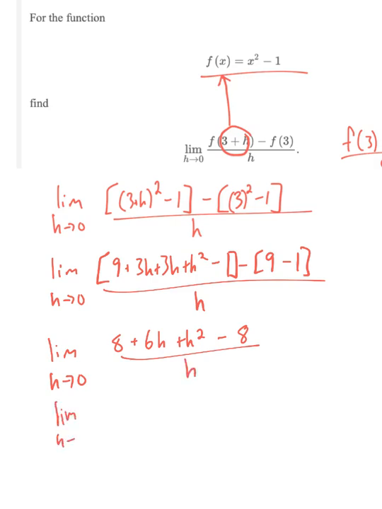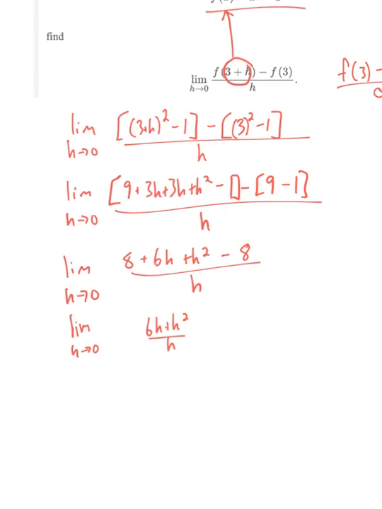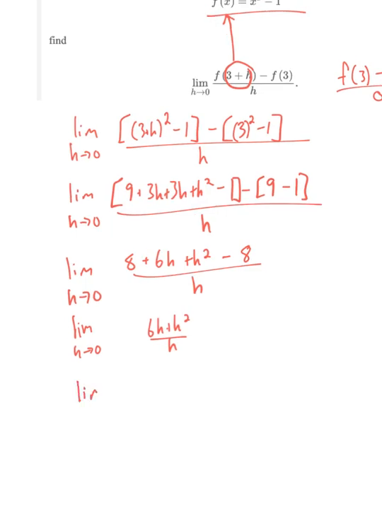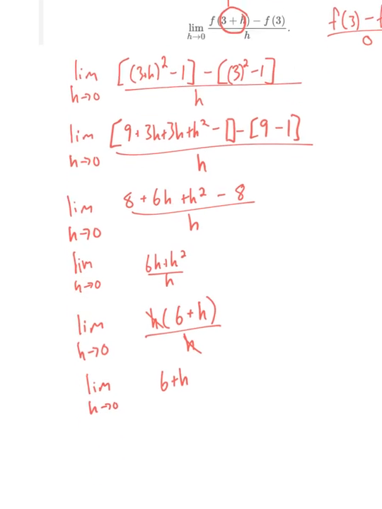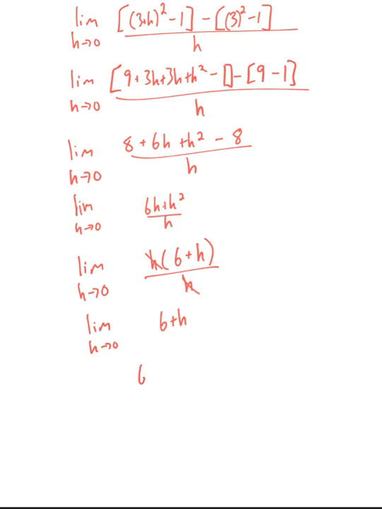So I've still got the limit as h approaches 0. 8 minus 8 is 0, so we've got 6h plus h squared over h. This is the nice part, because I can factor an h out. So that leaves me with 6 plus h over h when I factor the h out. Those simplify. Now it's just the limit as h approaches 0 of 6 plus h. And that's just 6 plus 0, so my limit is 6.